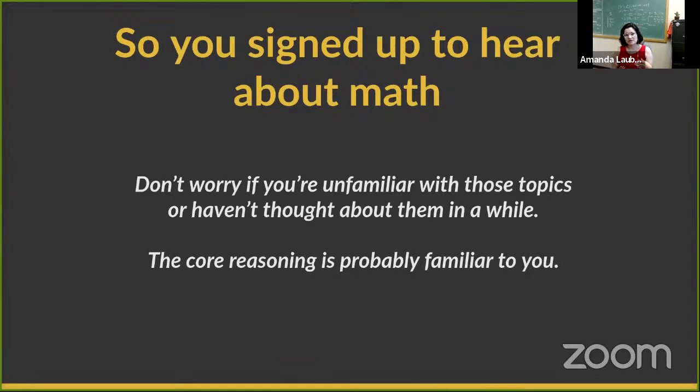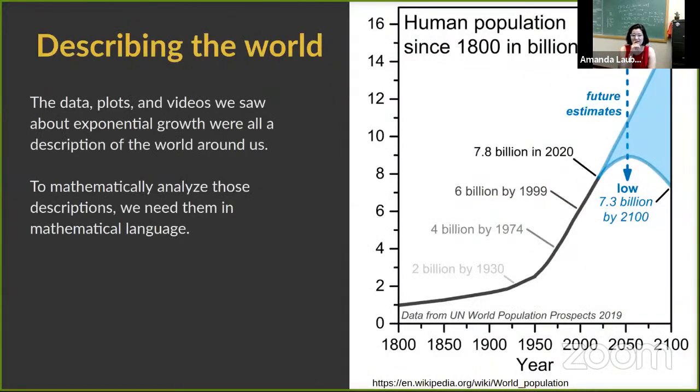And if the symbols and graphs and stuff start to intimidate you, just try to not zero in on what you don't know, and instead think about what you know would happen intuitively based on what you know of the world. And so we're going to start with that first point, describing the world. And we came up with lots of different ways to describe the world when we were doing that first section on exponential growth. The video of the bacteria growing is a description of how things happen.